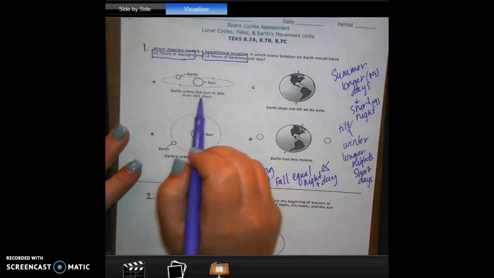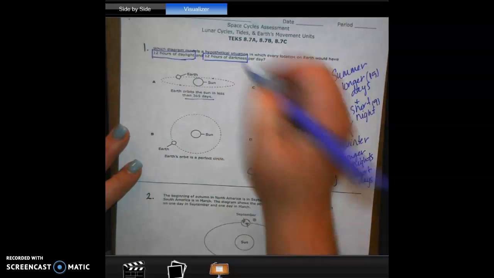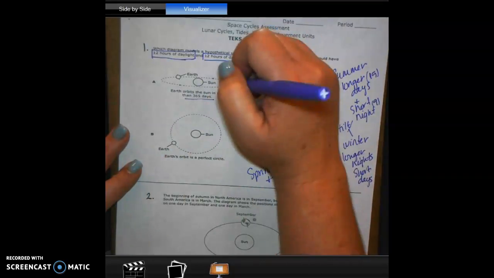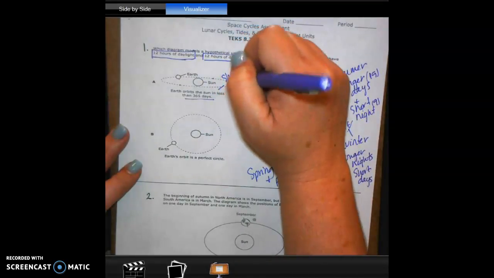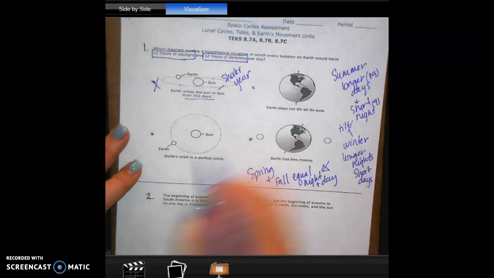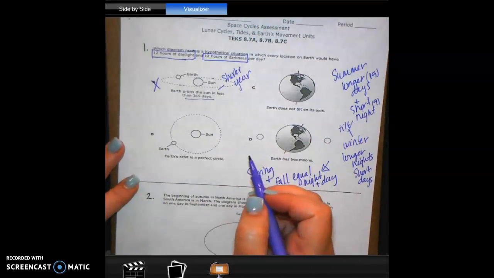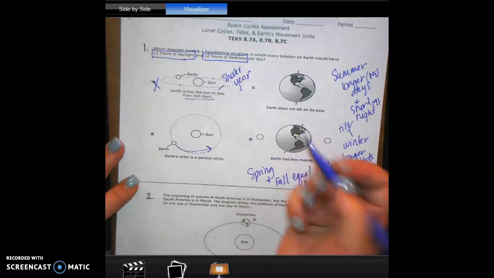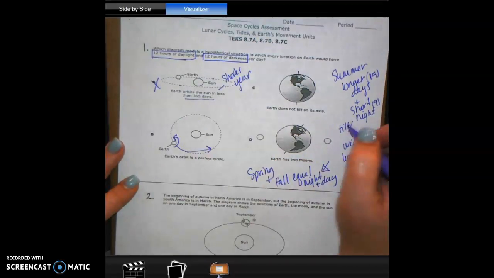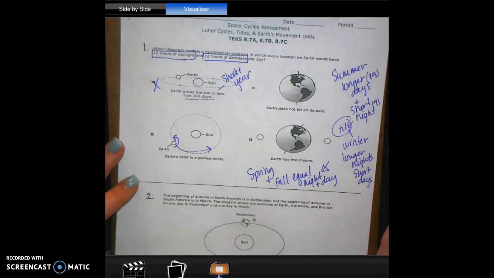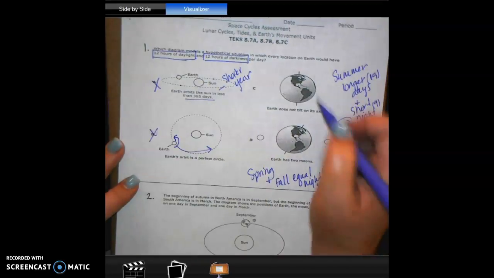The Earth orbits the sun in less than 365 days. That's not going to do anything for day and night. All that's going to do is have a shorter year. B says that the Earth orbits in a perfect circle. The orbit of the Earth doesn't have anything to do with the day or night. It's the rotation of the Earth and the fact that, again, we're tilted toward or away that affects the length of day or night. The Earth does not tilt.